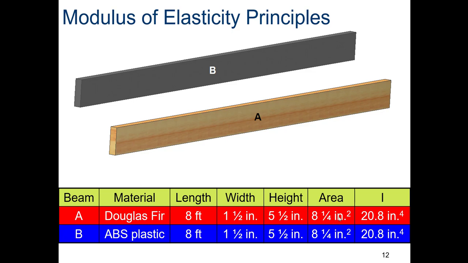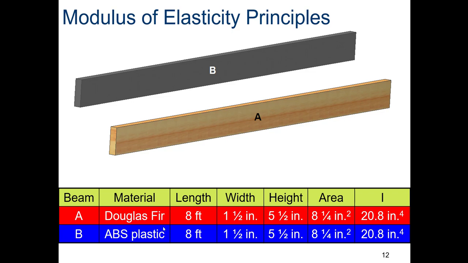So far we have length, we have area. They're giving us moment of inertia, but we could have calculated that, right? We could have done base times height cubed divided by 12, and we would have gotten 20.8. And then B is ABS plastic. Some of you might have a deck at home, called something like Trex deck. It's basically plastic on top instead of wood, and it's made of this material, ABS plastic.